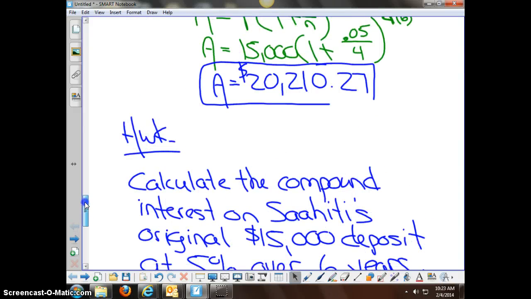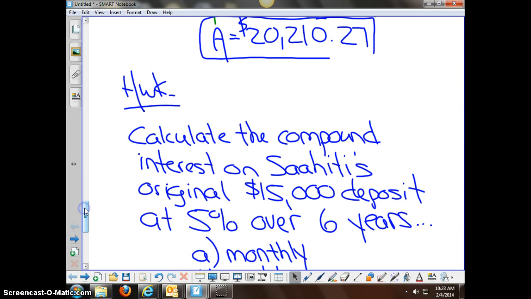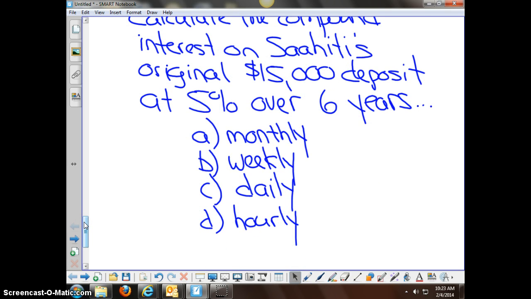Just for fun, do you think she's going to have more than $20,210.27 if you compound it monthly? Yes. Is she going to have more weekly than monthly? Yes. More daily than weekly? Yes. And more hourly than daily? Yes. So logical answers should dictate that your total amount is going to go up each and every time, right? Yes. Questions, comments, quandaries, quibbles, quotes, or queries?